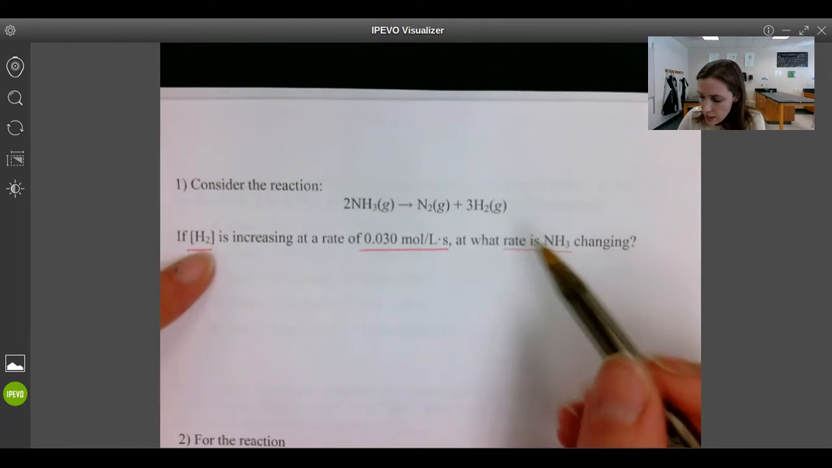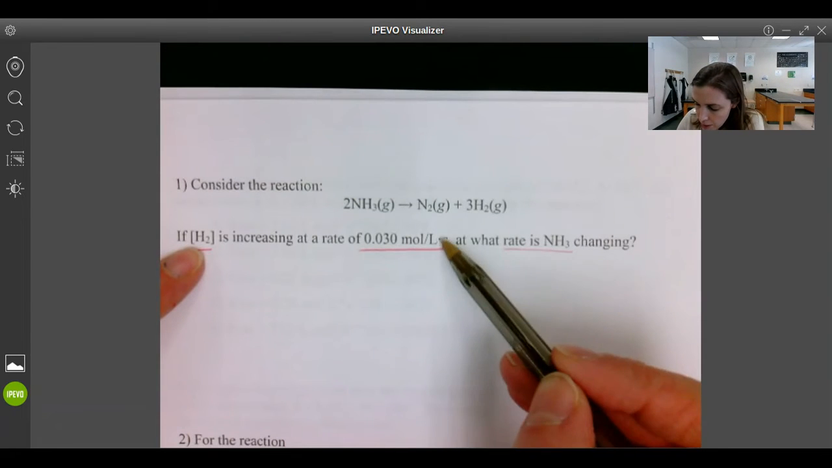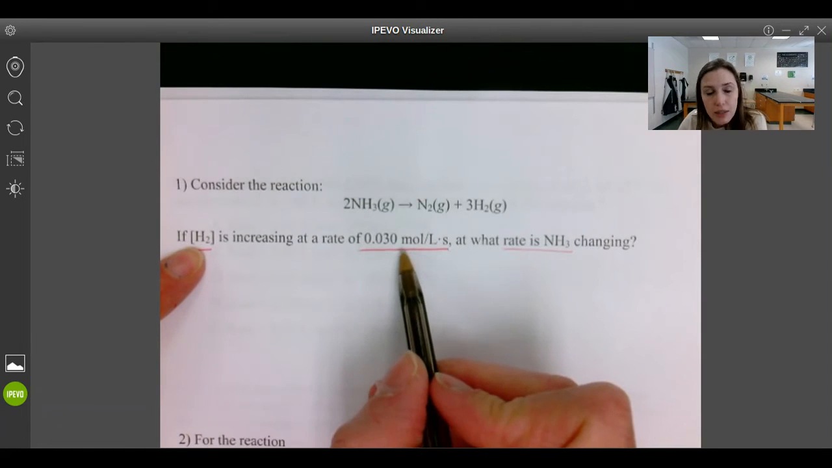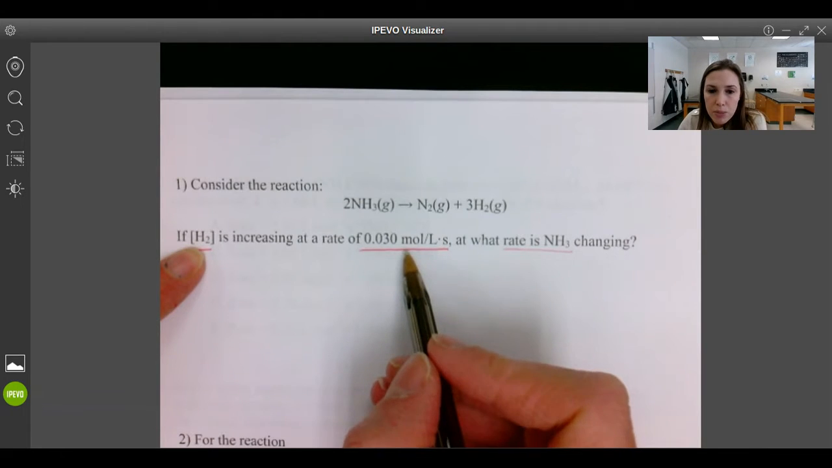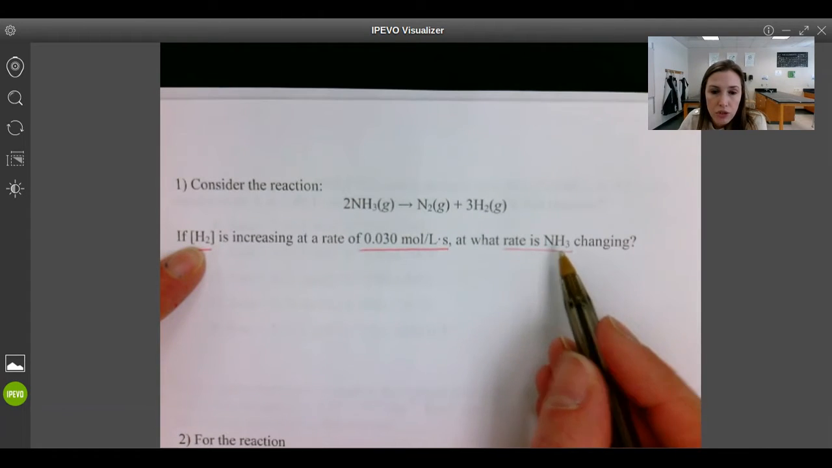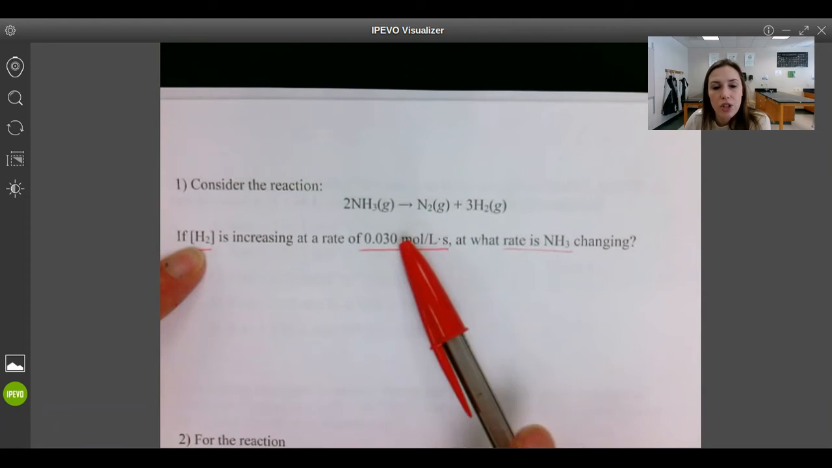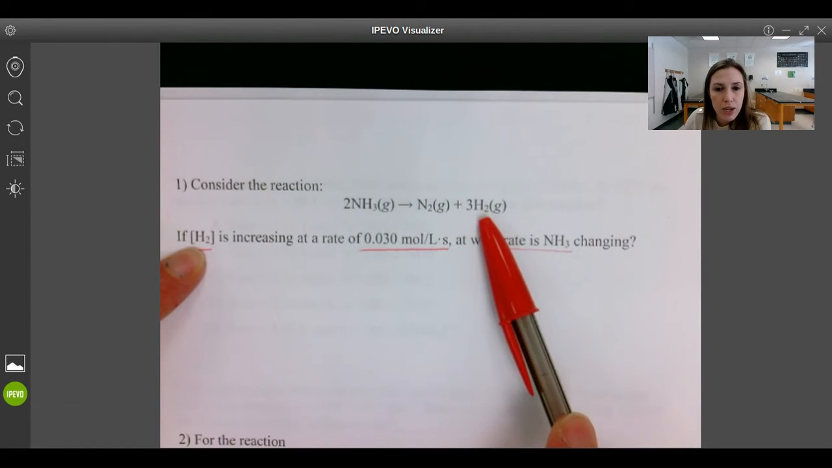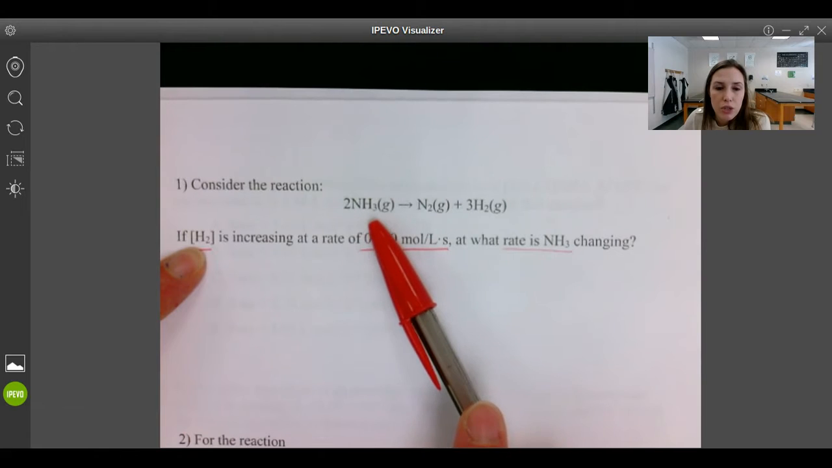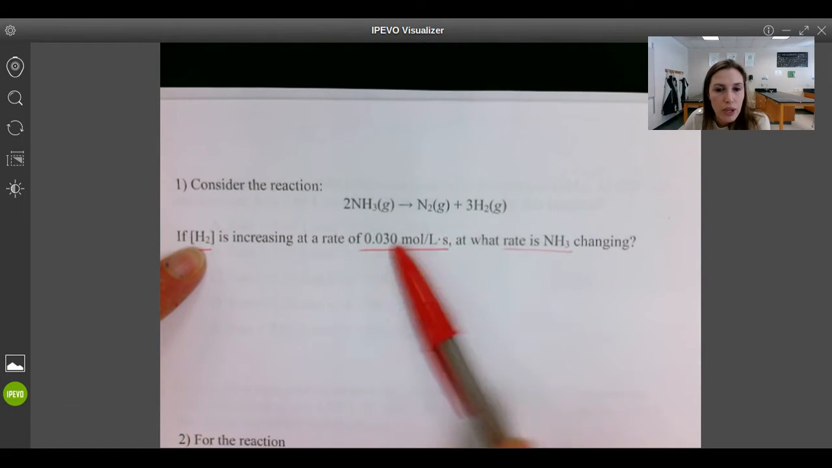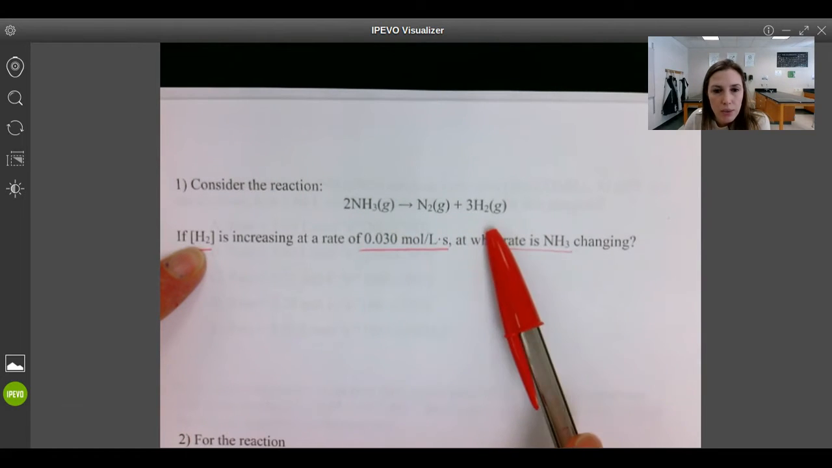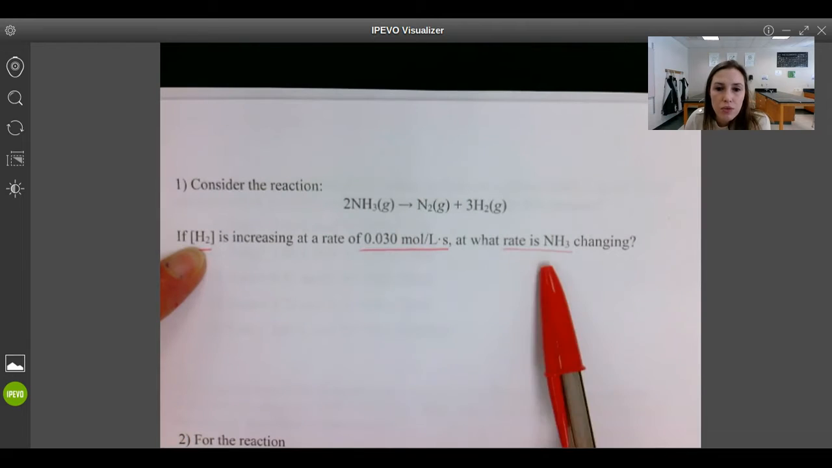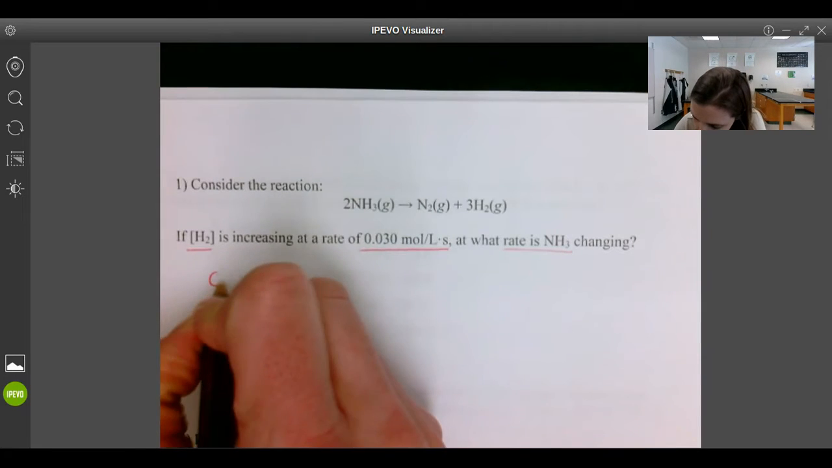So with this, I can see that H2 is one of my products here. So it's increasing, so it's getting produced at this rate of 0.030 molar per second, and it wants to know about NH3. So because of these, in terms of for every 3 moles of H2 getting produced, it's going to be consuming 2 moles of NH3. So I can use that relationship in the stoichiometry between them to find the rate that NH3 is going to be disappearing.